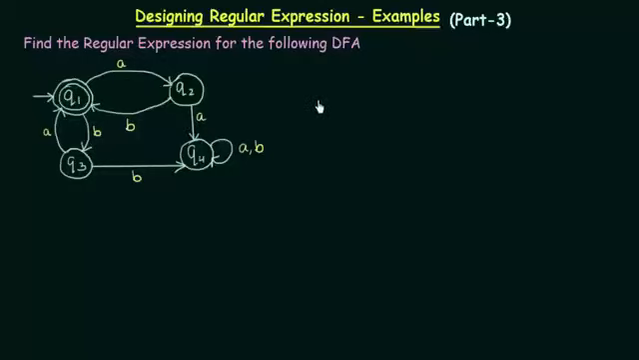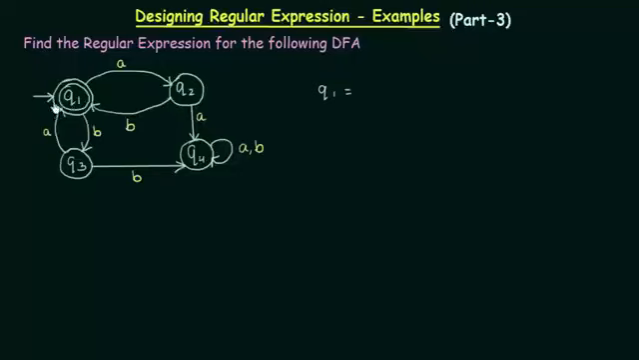I've already explained the steps to find the regular expressions from a DFA in the previous lecture, so here we will just solve it. First of all, we have to write the equations for each of the states. So let's start with Q1, which is our initial as well as final state. So how do we write it?